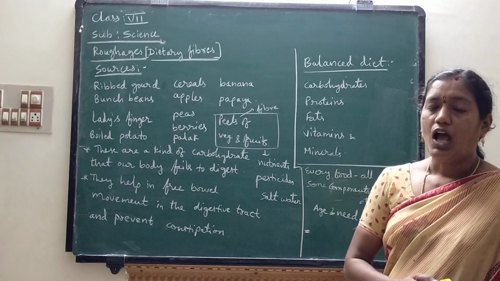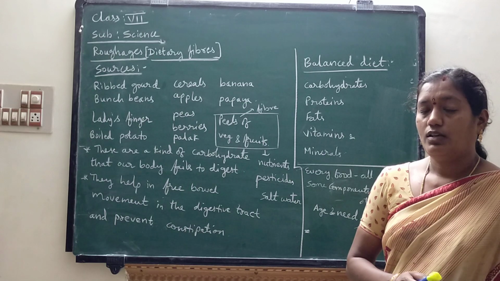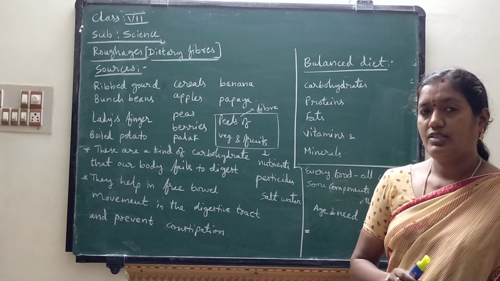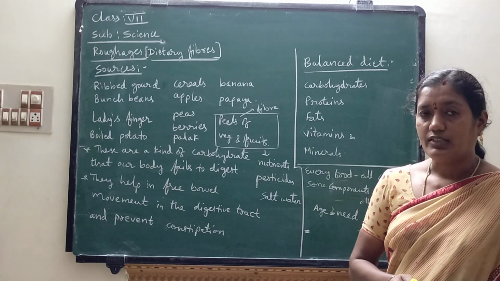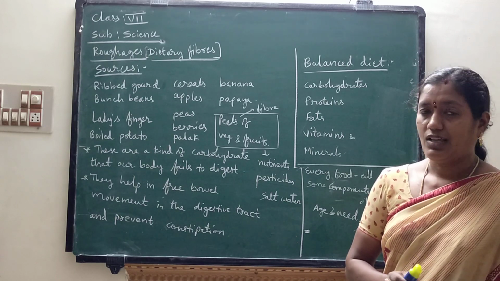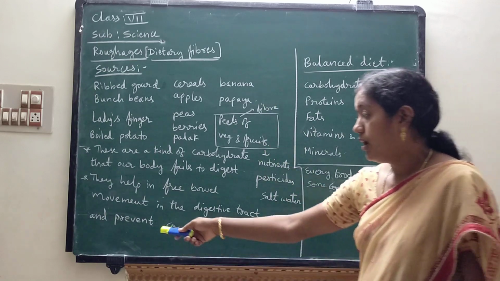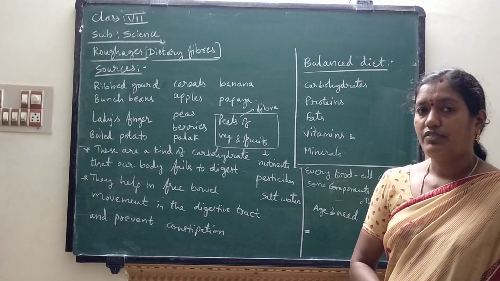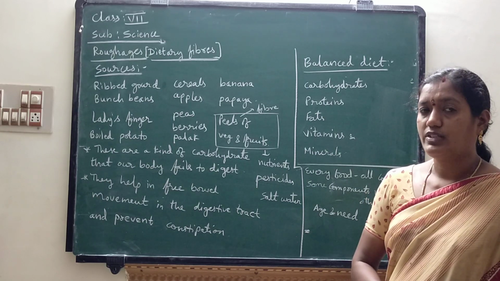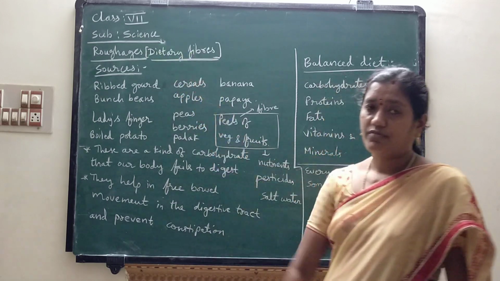Constipation means our stomach is somewhat abnormal. That means whatever food we have eaten will not be digested, and then constipation occurs. So roughages are also helpful in the prevention of constipation. So these roughages are very important. Children, the other name for roughages is dietary fibers.